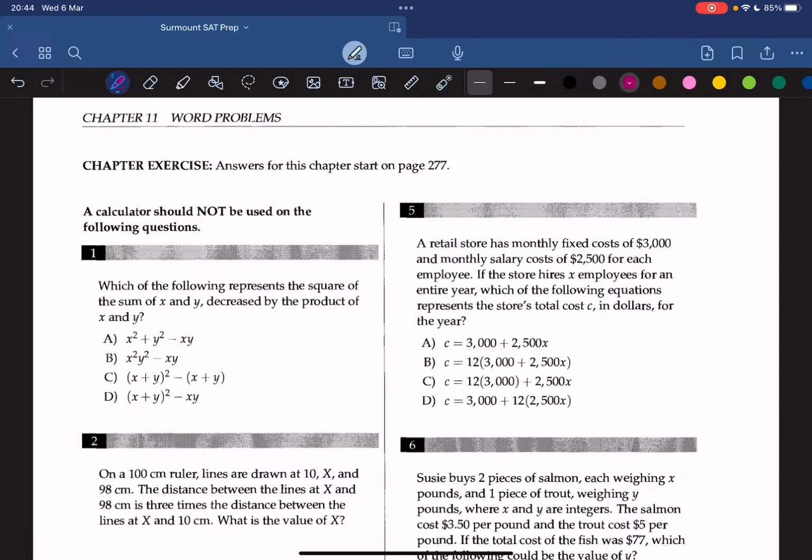Okay, which of the following represents the square of the sum of x and y decreased by the product of x and y? So we know that the square of the sum of x and y is (x plus y) squared. Don't confuse it with x squared plus y squared, because that's completely different. And the product of x and y is just x times y, right? And we're looking for a difference here, so it must be a subtraction. So the answer should be D.